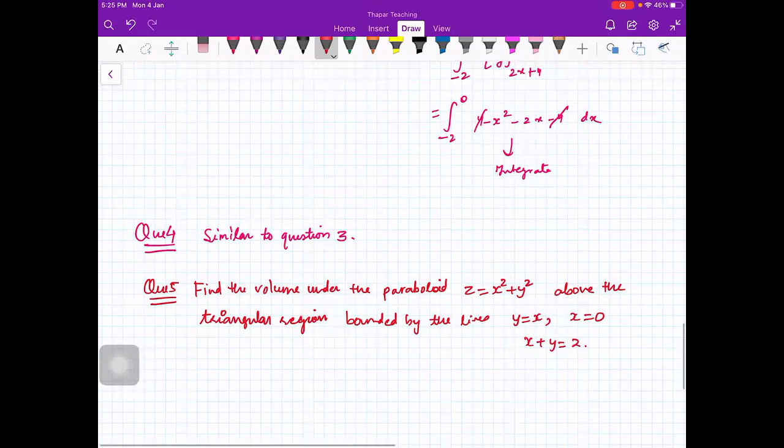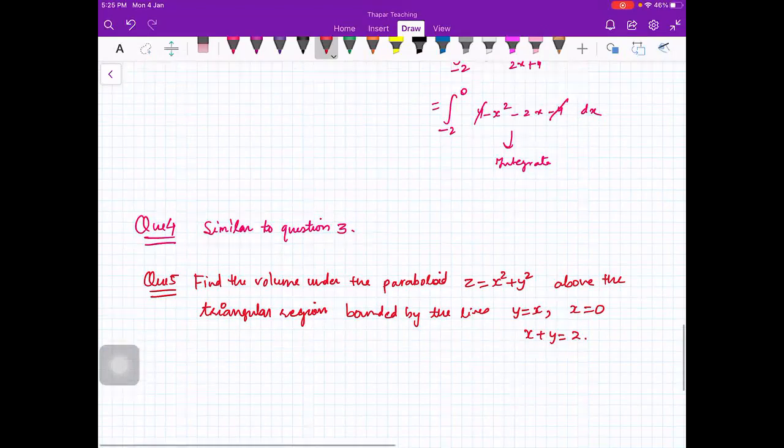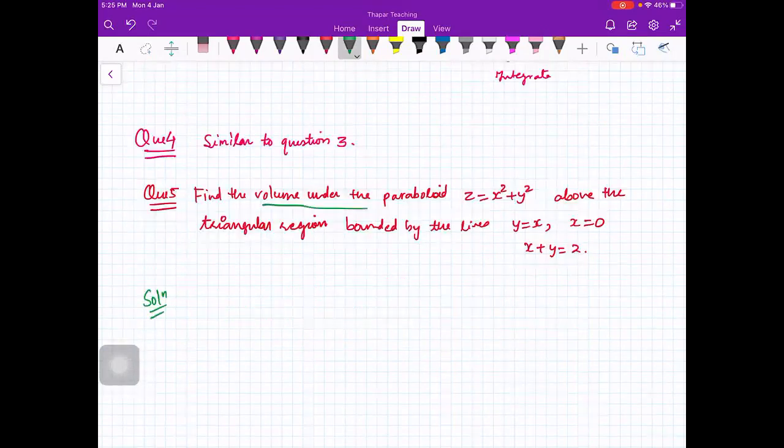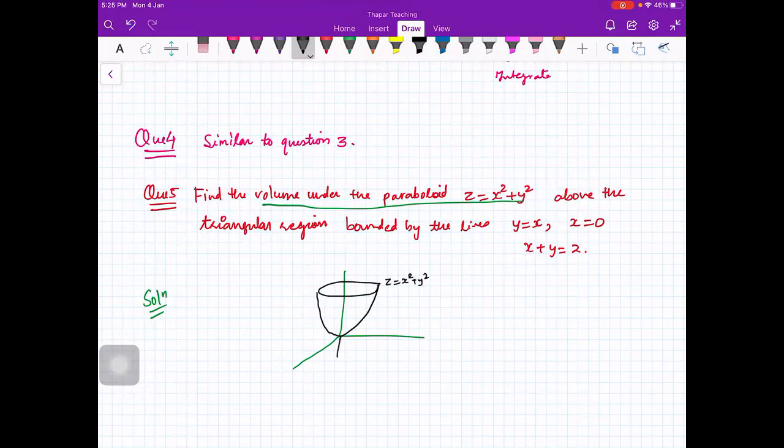Okay, first understand what the statement is. You have to find out the volume under this paraboloid. This 3D figure is not required, but I'm just plotting it so that you have an idea what exactly is being asked. So this is the paraboloid, z is equal to x square plus y square, and here is some triangular region. We are asked to find out the volume under the paraboloid and above this region. We have to compute that.